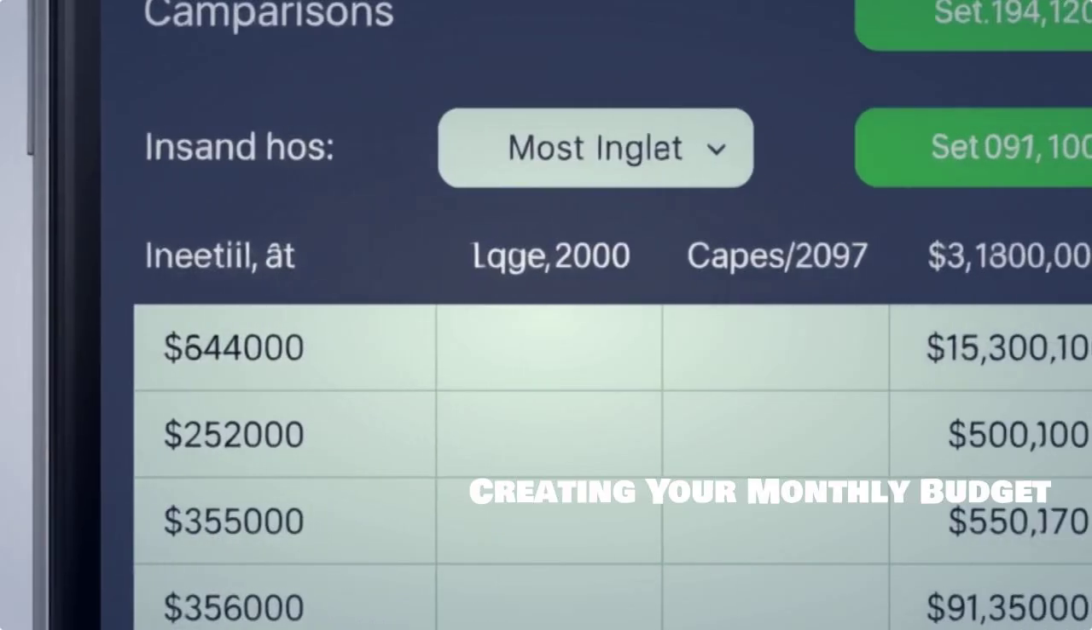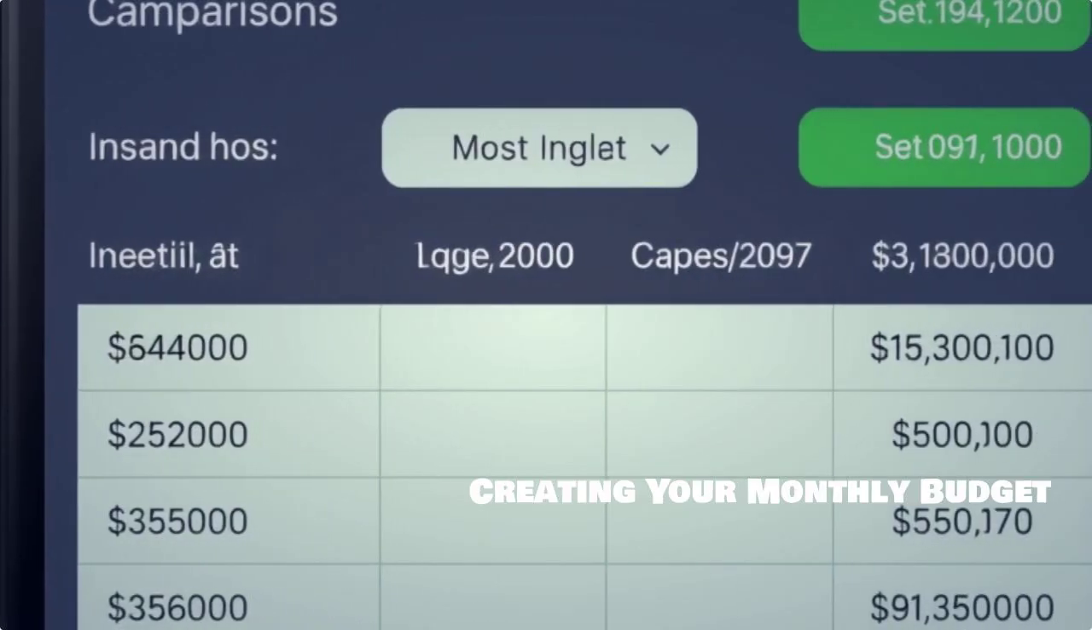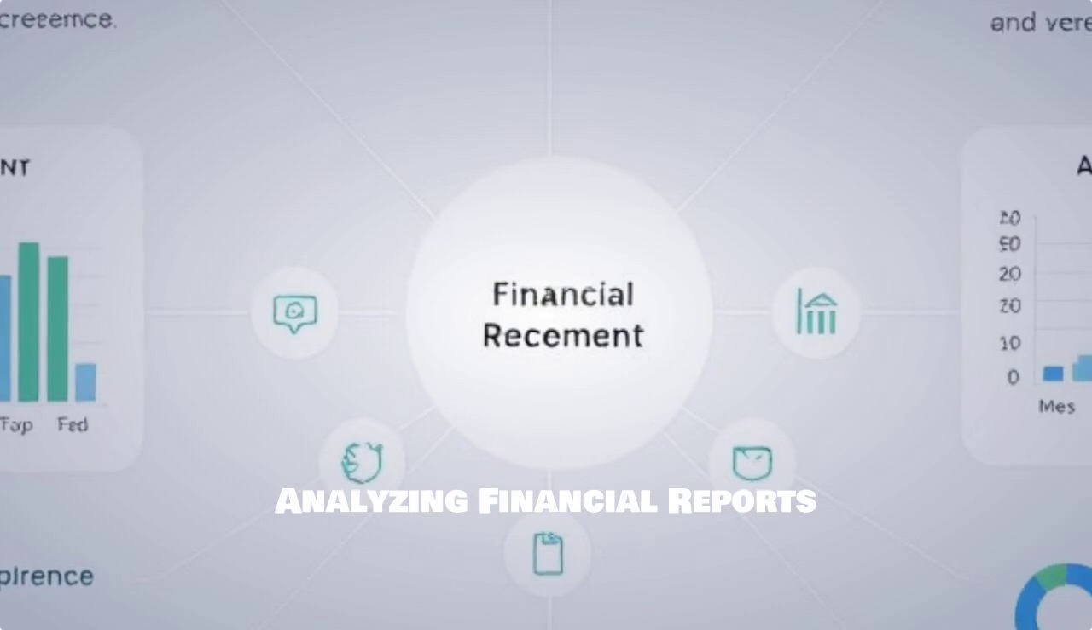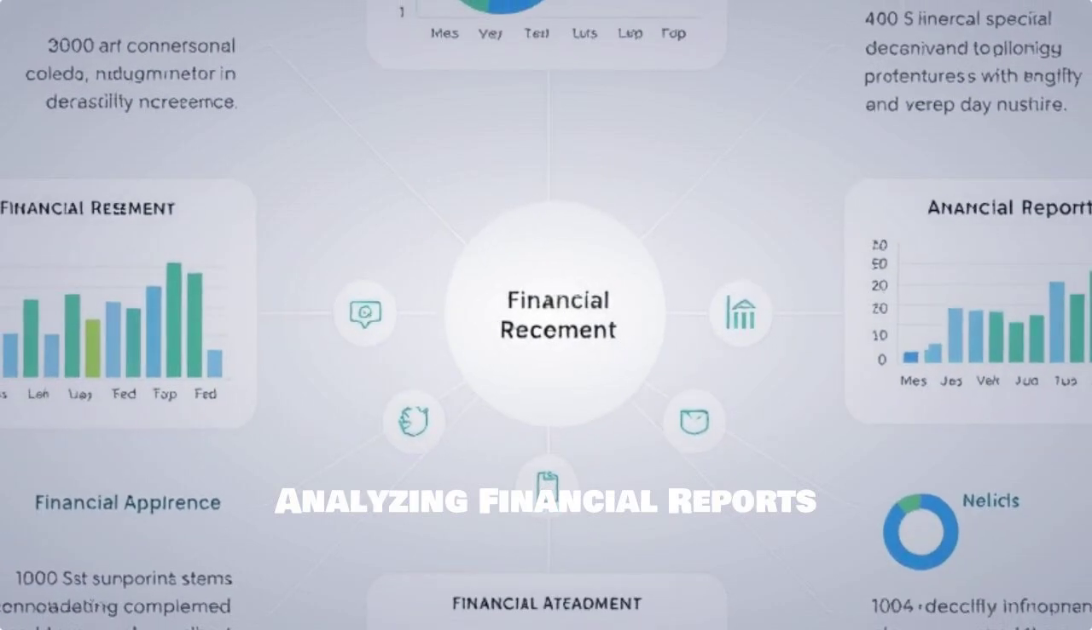To create a budget, navigate to the Budget section. Set your monthly spending limits for each category and monitor your progress throughout the month. Analyzing financial reports is key to understanding your spending patterns. Use these reports to see where your money goes and adjust your budgeting accordingly.